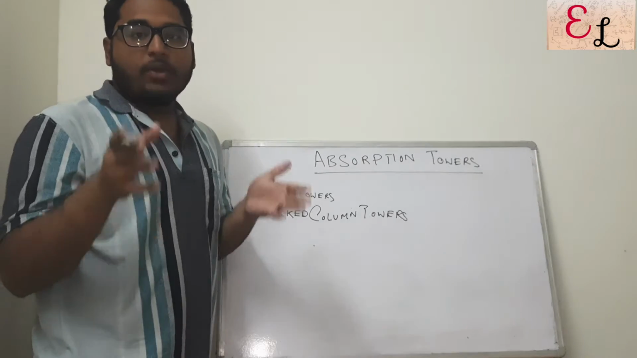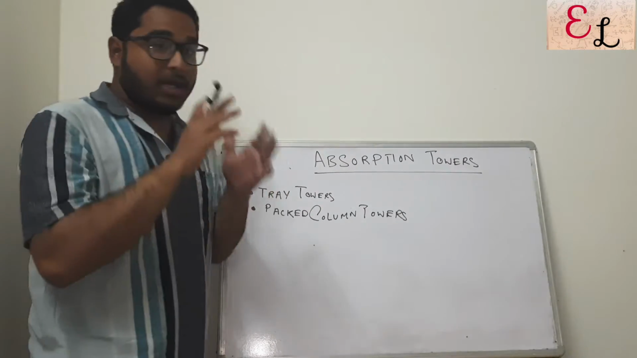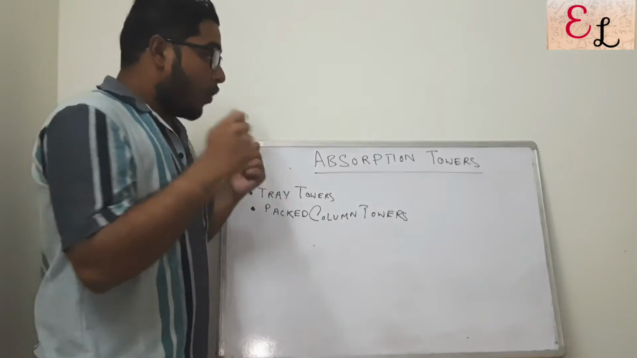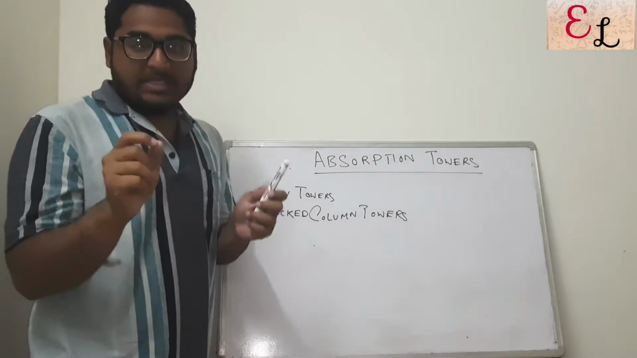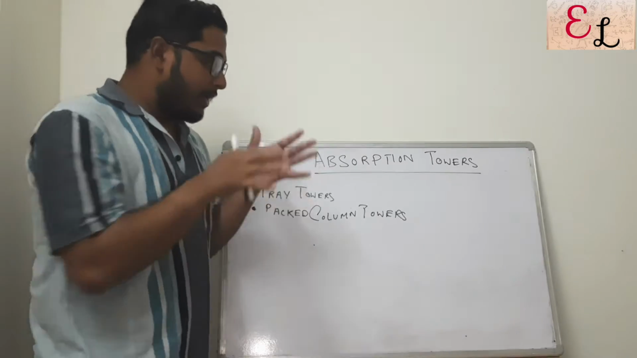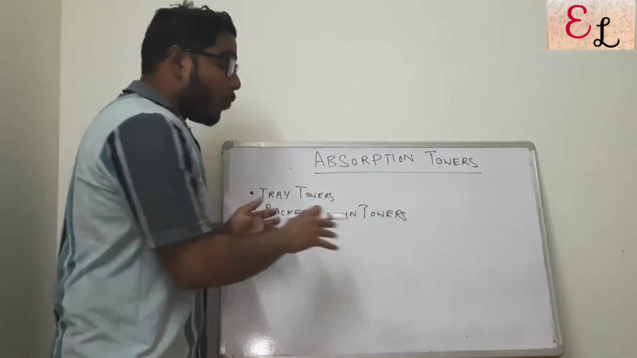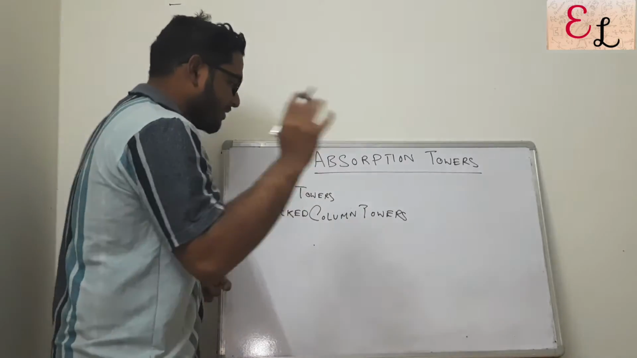If you have not referred to the calculations of absorption and the graphs of absorption, we have made separate videos on absorption and stripping operations, co-current and counter current. Please refer to those videos for the calculative details or the graph details. Today we are only going to talk about the industrial aspects or the working principle of the absorption towers. Now let us go straight to the topic.